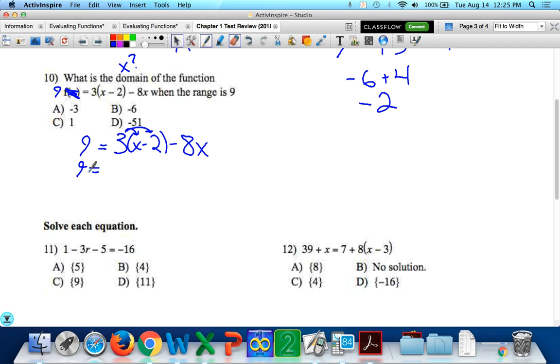Okay, what we have now is 9 equals 3x minus 6 minus 8x. 3 times -2 is -6. Now we have some like terms on the right-hand side. We can combine them. Remember, we just combine the numbers out front. 3 minus 8 is -5, so 9 equals -5x minus 6.